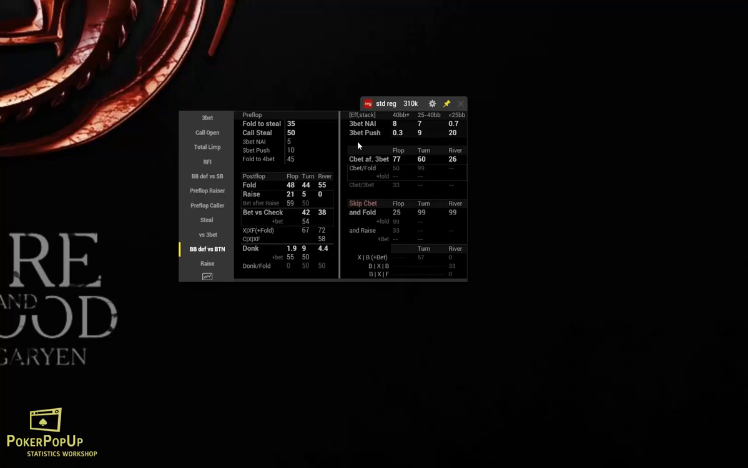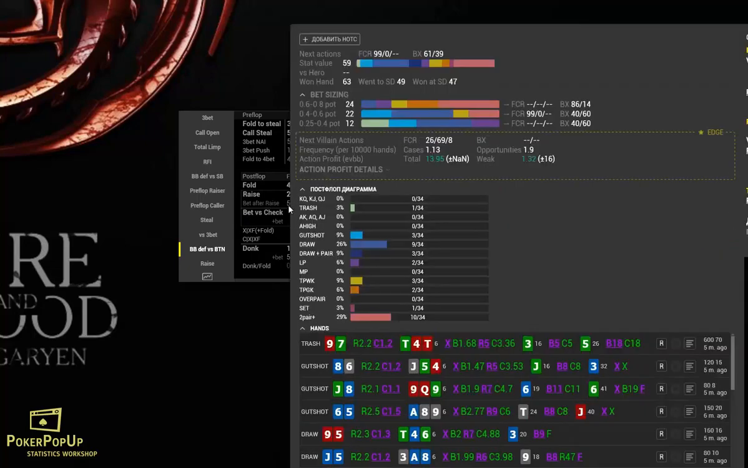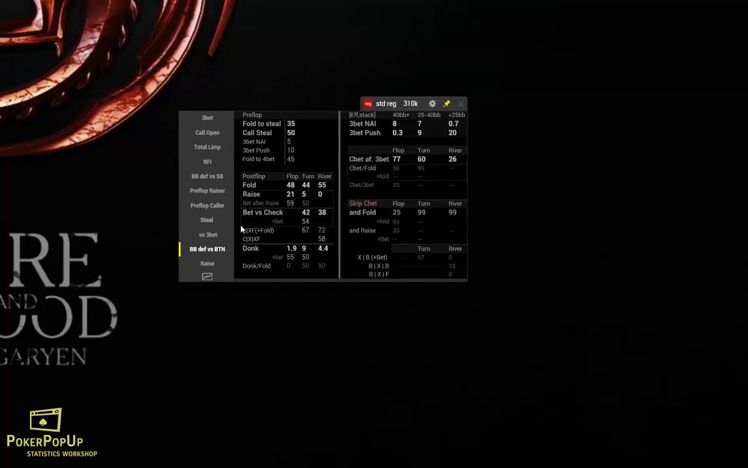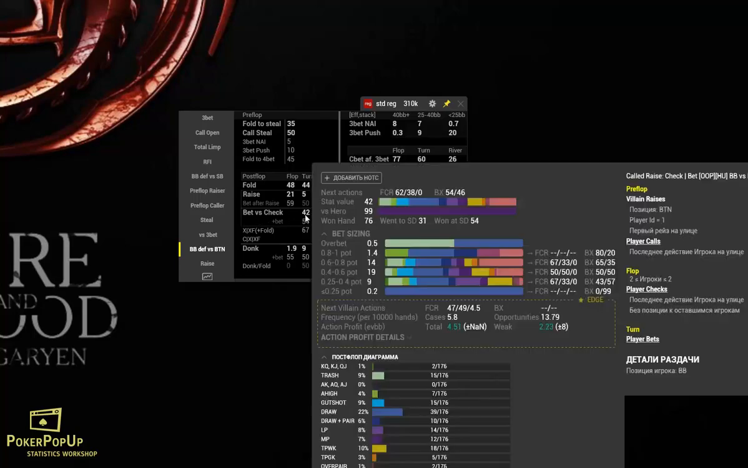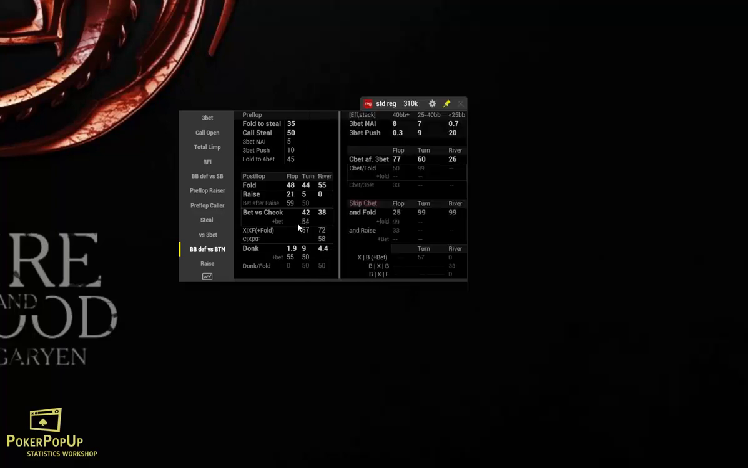Post-flop, fold to c-bet, flop turn river, check raise flop, bet after check raise, bet versus missed c-bets, probe bet turn, plus bet means betting after making a probe bet and after the opponent doesn't fold. Donk bets, c-bets in 3-bet pot, and in the end here we have skipped c-bets and check folds.